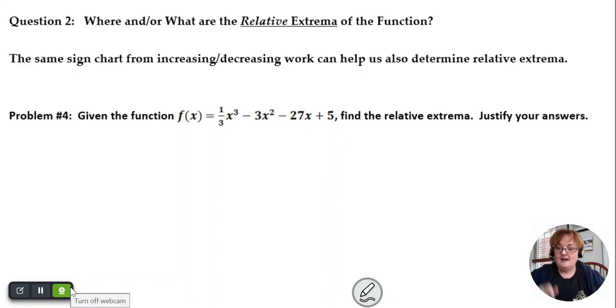Hello, my little headset. I'm back for part 2, and we're now going to talk about, if we know increasing and decreasing, how we can know relative extrema.